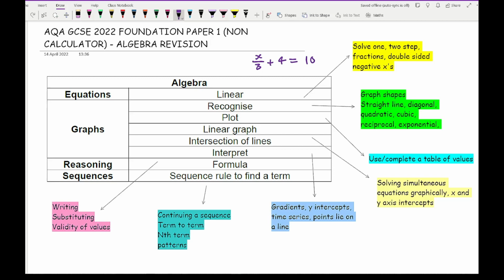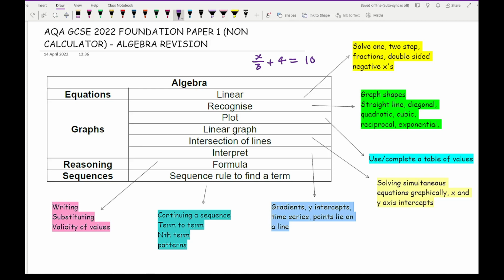In terms of graphs, obviously looking at recognizing. So here again, recognizing the different types of graphs you can have. Now on the foundation, you need to be able to recognize a horizontal, vertical or straight line graph, a diagonal line, quadratic, cubic, reciprocal and exponential. Now again, it's important that you know what equation refers to the shape of the graph of each of those types.